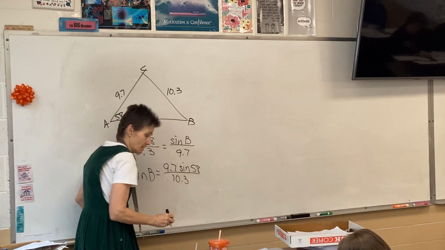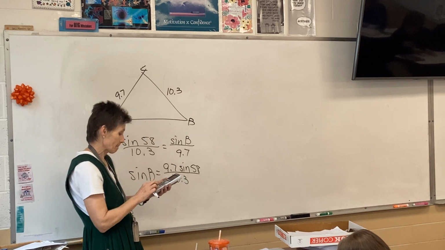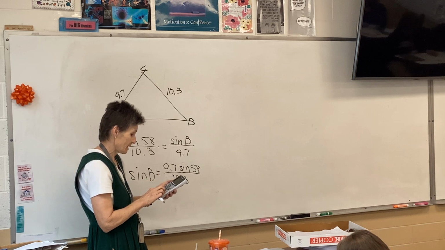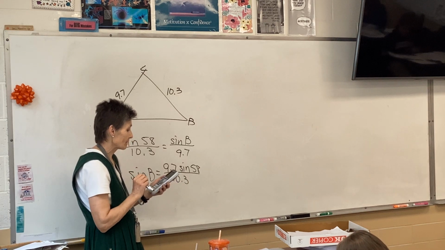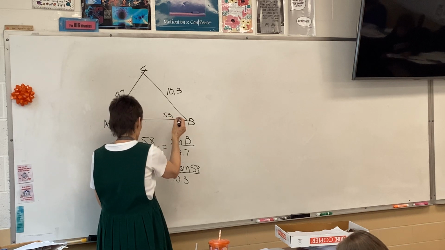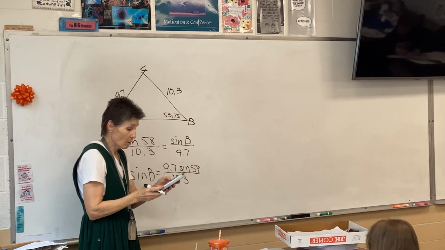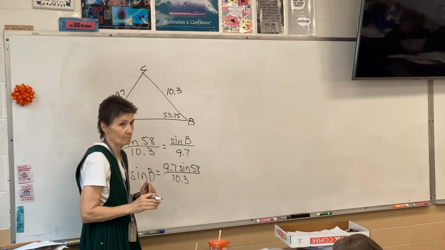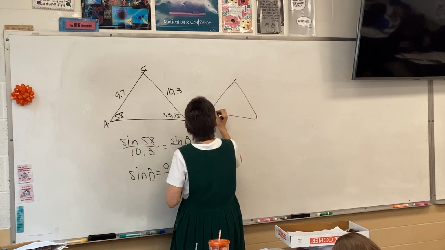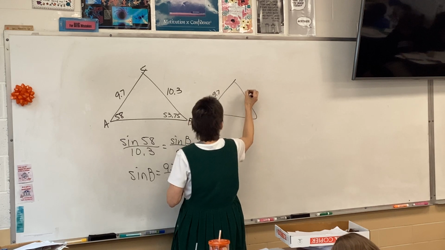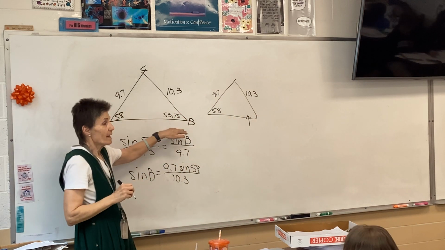And I have to inverse sine that, right. 9.7 sine 58 divided by 10.3, so I got 53.75 basically. All right, so the question is, how many triangles are possible? So I know there's at least one, right, because I got an answer. So then I gotta figure out, okay, is there another triangle? Could there be another possible answer to B?